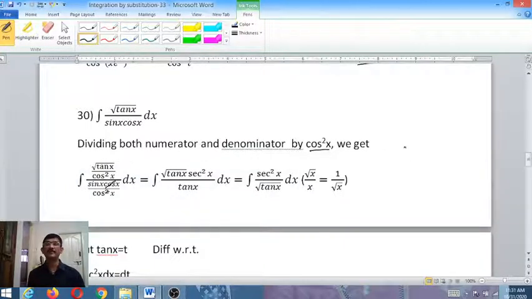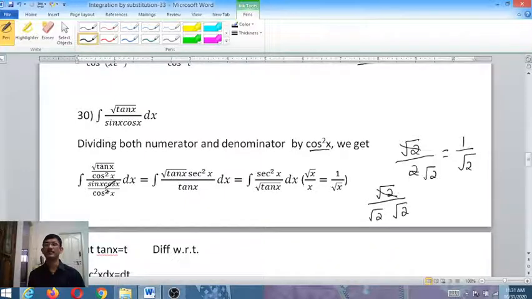Now remember, suppose you have root 2 in the numerator and 2 in the denominator. You can cancel and the answer will be 1 by root 2. This is because you keep the root 2 as it is, and the denominator 2 is nothing but root 2 into root 2. One root 2 cancels, so this is equal to 1 by root 2. In a similar way, look at this: root tan x is there, only tan x is there. This gets cancelled and becomes root tan x.